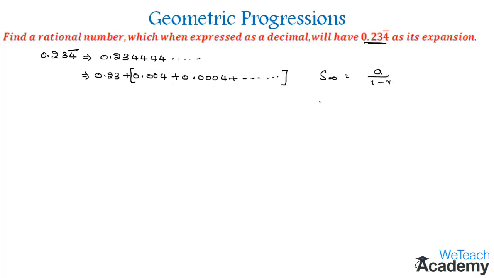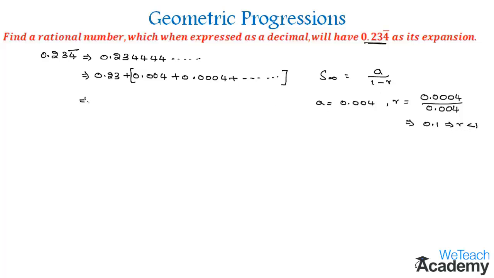So here in this series we get the value of a as 0.004, and then the common ratio would be the ratio between two terms. So we have here the second term, 0.0004, divided by the first term, which is 0.004. So we get the value of this as 0.1, and we observe that the r value is less than 1, so we can use this formula.